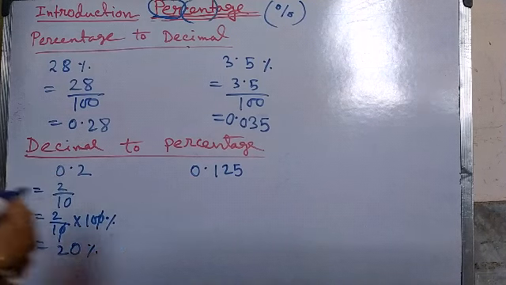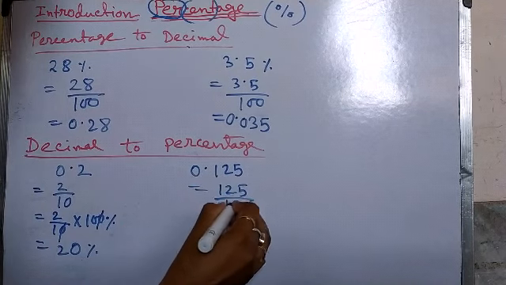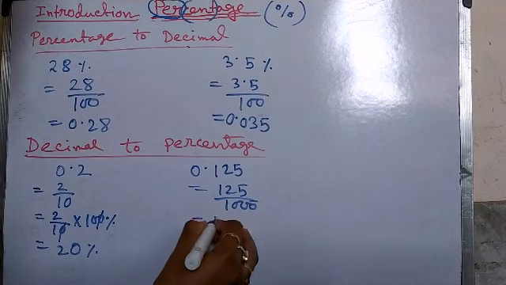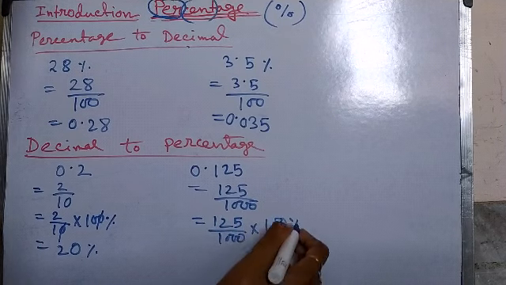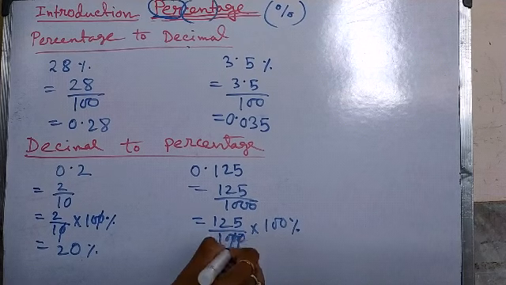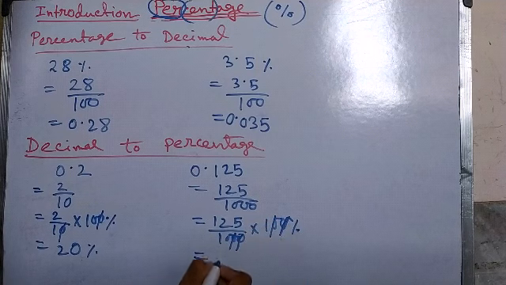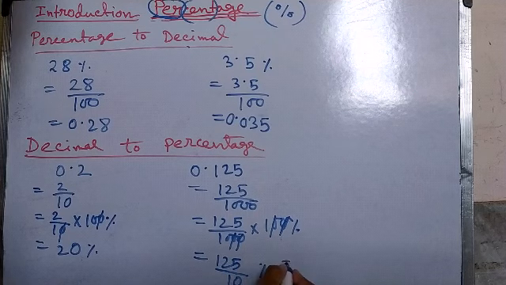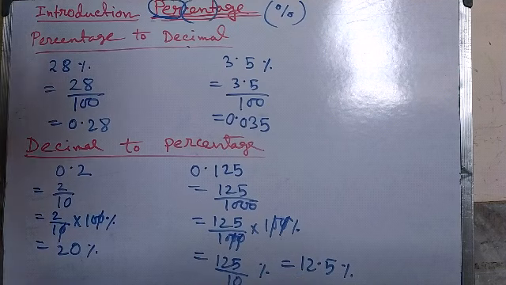Same process will be here. It will also be converted into a fraction. After that we will make it into percentage. That means same process, multiply by 100%. Then zeros will be cut. Then here 125 by 10 is left. Then it will be converted into decimal, 12.5%, because 1 zero is here. So 1 digit before the point will be 12.5%. That's the answer.